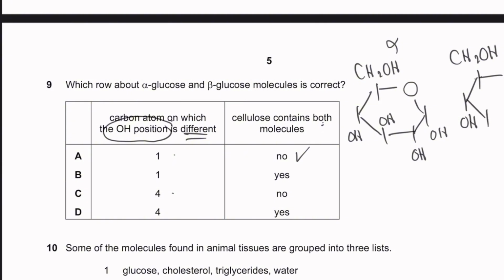It will be like this. It will be up, down, up, down. So you can see it's different over here, and that's it. Okay, it's going to be different on the carbon molecules. This is 1, 2, 3, 4. So it will be different on 1.